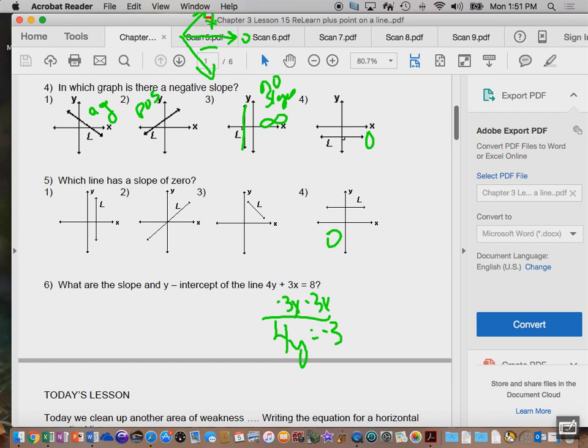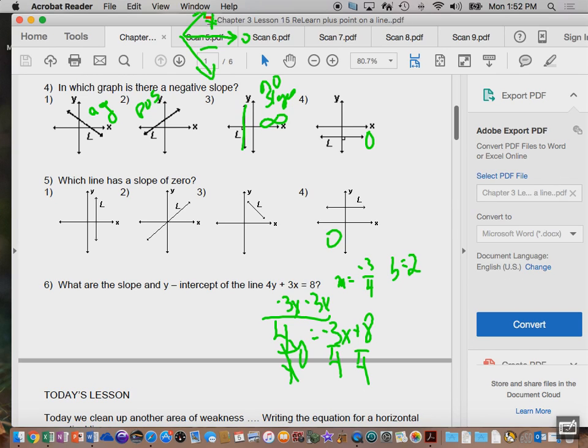4y equals negative 3x plus 8. Then I divide by 4. And I get y equals, so the slope is negative 3/4. And the y-intercept is 8 divided by 4, which is 2.